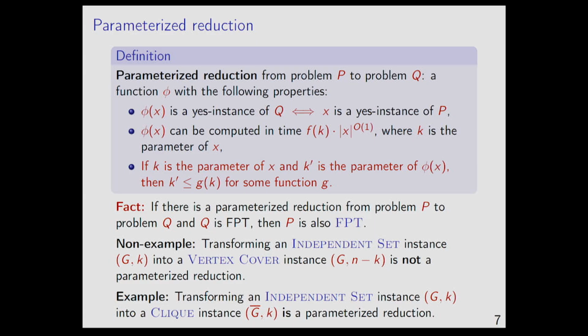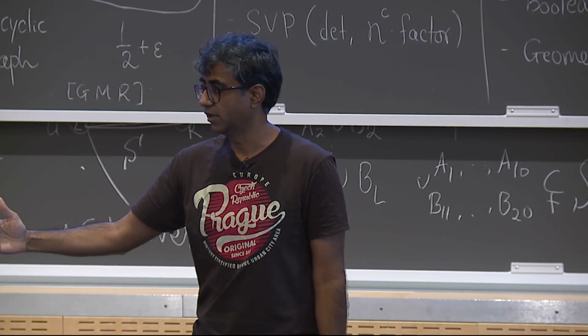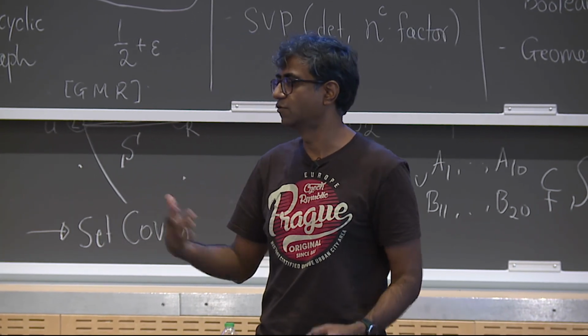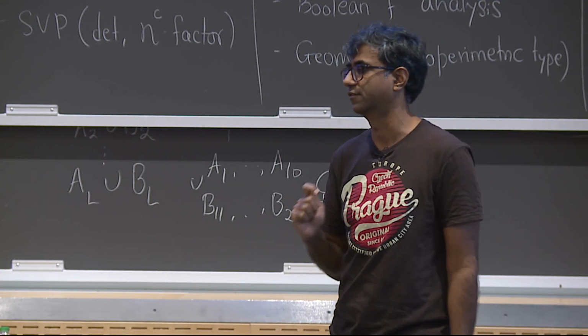Yes? Why is that not allowed? Which constraint is violated in the non-example? The k. k goes to n minus k. And it is not necessary that for every instance you will be able to bound this n minus k as a function of k itself.